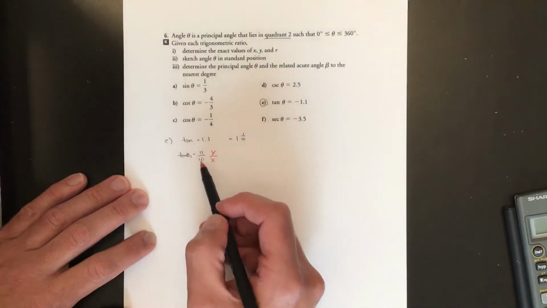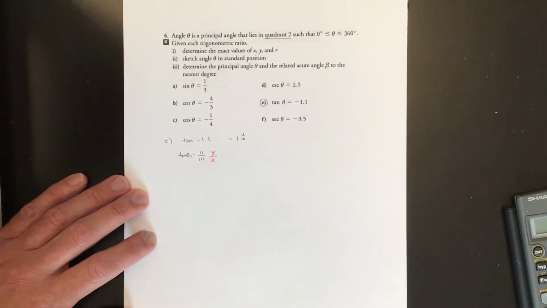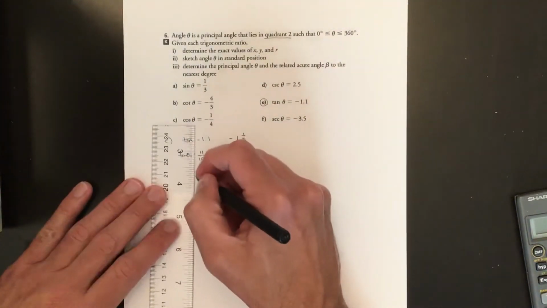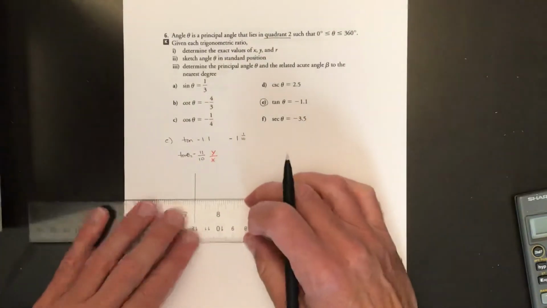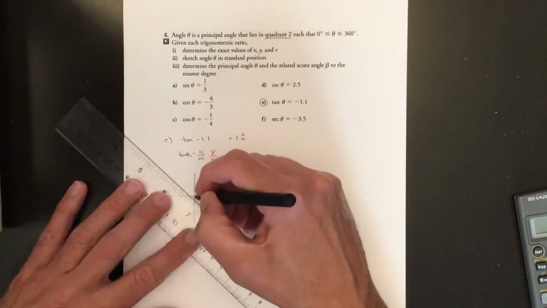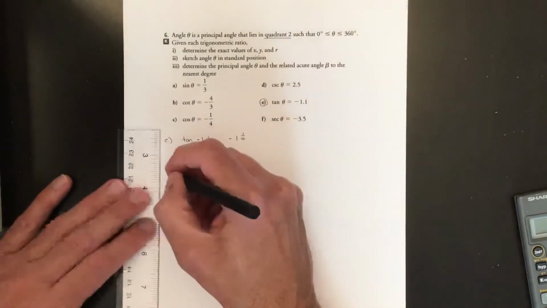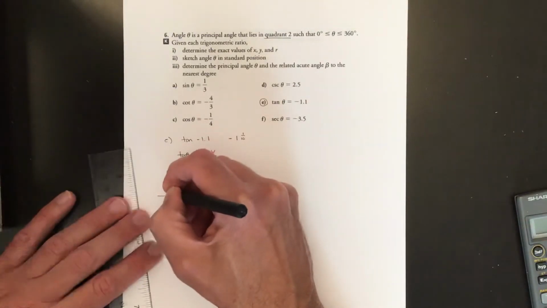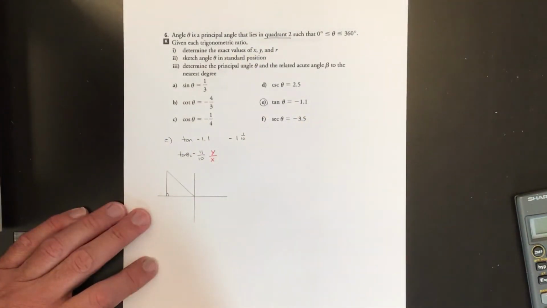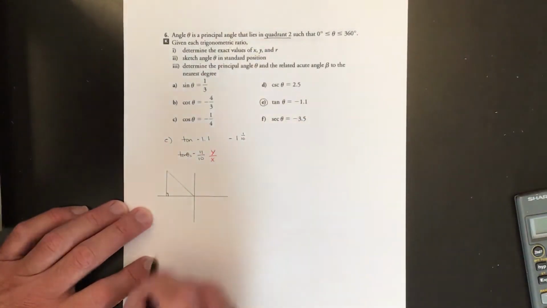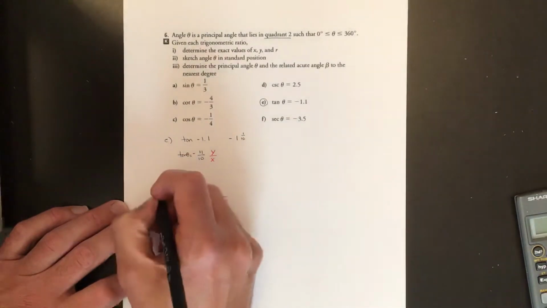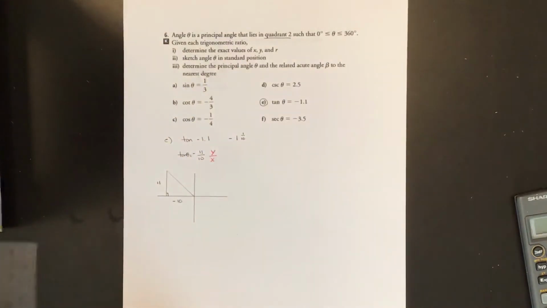So one of those two is going to be negative. We know that we're in quadrant 2. So if we're here in quadrant 2 with our triangle, we know that x is the one that's going to be negative and y is going to be positive. So x is negative 10, y is positive 11.